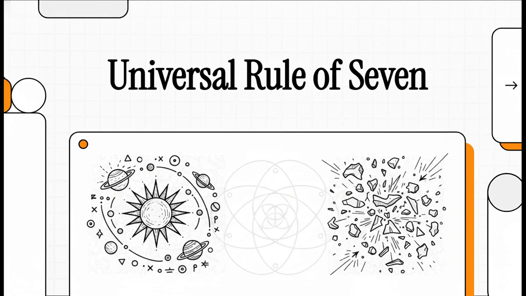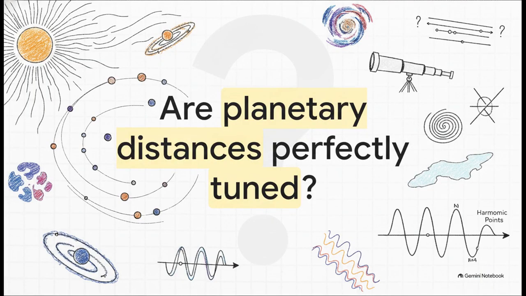Today, we're diving into a concept called the universal rule of seven, or K7 theory. It's essentially a mathematical mapping of our solar system. So let's just jump right in and see exactly how these numbers line up. Our source material for this explainer comes from a massive research paper by independent researcher Gautam.